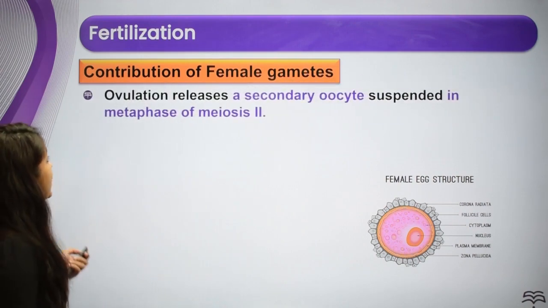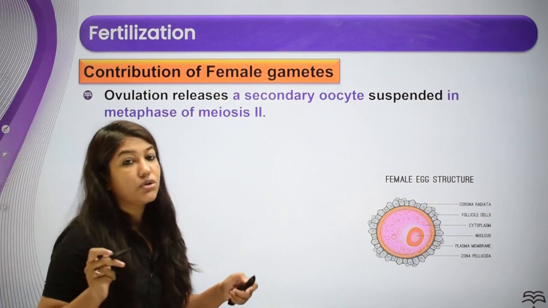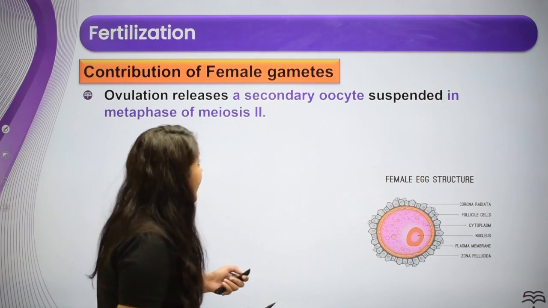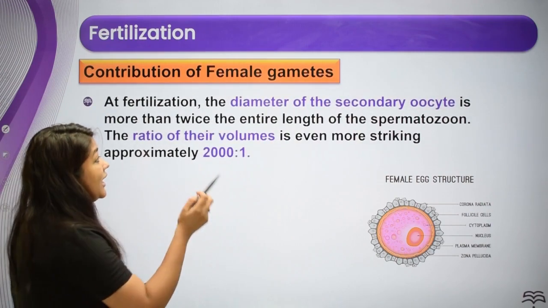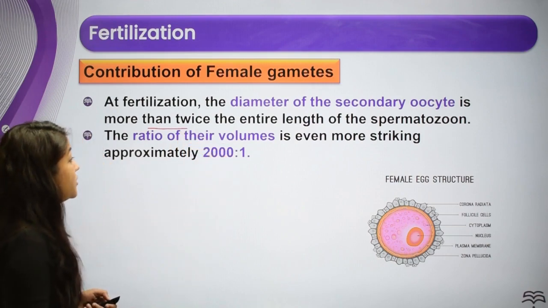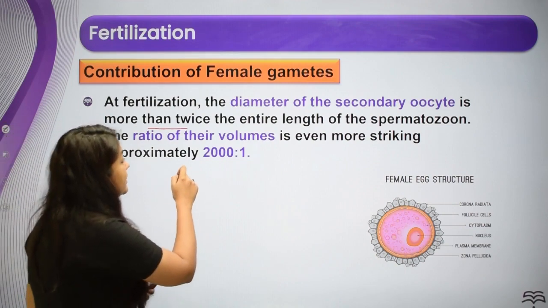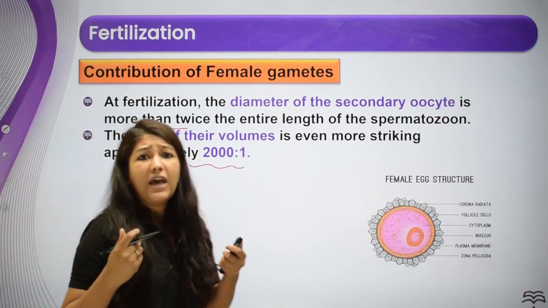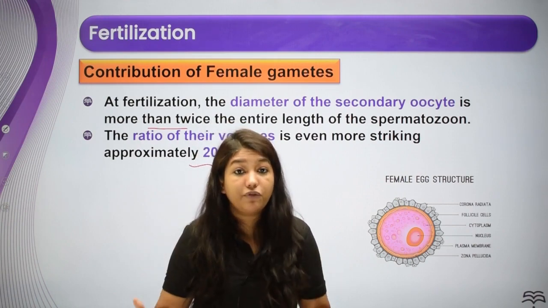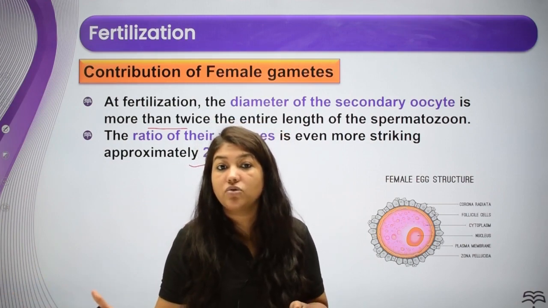All right. Ovulation releases a secondary oocyte which is suspended in the metaphase of meiosis 2. In previous videos, we have discussed this in very much detail. Now, after fertilization, the diameter of the secondary oocyte is more than twice the entire length of the spermatozoa. The ratio of their volume is even more striking, approximately 2000:1. We have been learning from lower classes that the size of the gametes differs, right? We know that the female gamete is of greater size as compared to that of the male gamete.